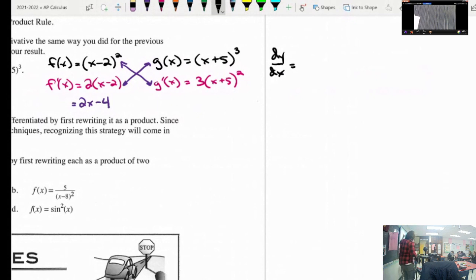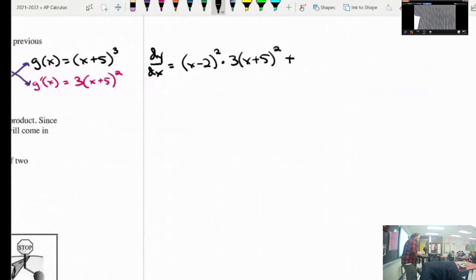So let's do f times g prime. Let's keep it simple as we can. (x minus 2) squared times 3 times (x plus 5) squared. That 3 in the middle is going to bother me. If I was more particular, I'd make sure the 3 goes to the front as a coefficient, but I don't care. It's not worth worrying about.